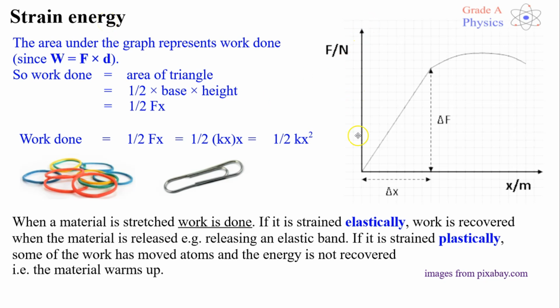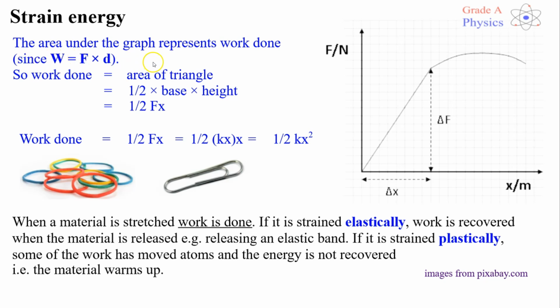So we've already seen the force extension graph. You will have plotted this as a practical at GCSE and probably as a core practical at A-level. So we have our straight line elastic section, and then we have the elastic limit, and then a curved section, which is our plastic section. And we know that the gradient F over X is the spring constant, also known as the force constant. But this is also true.